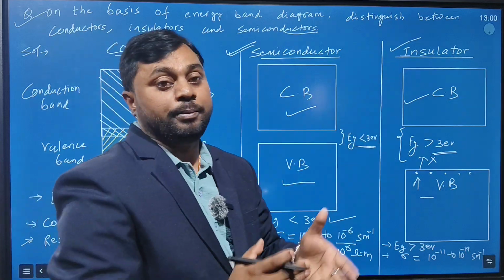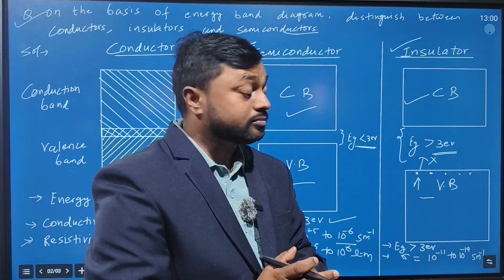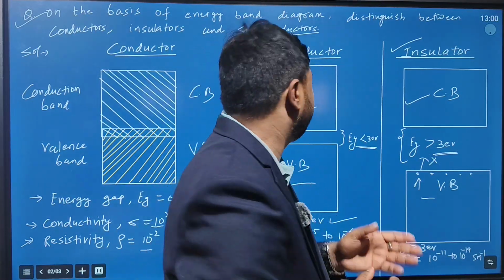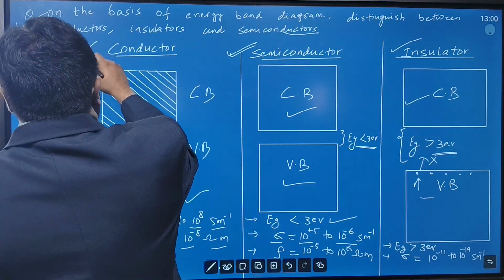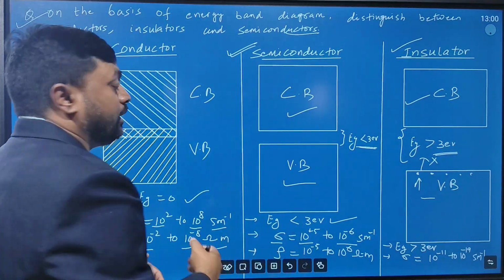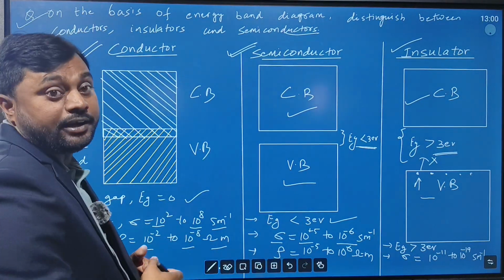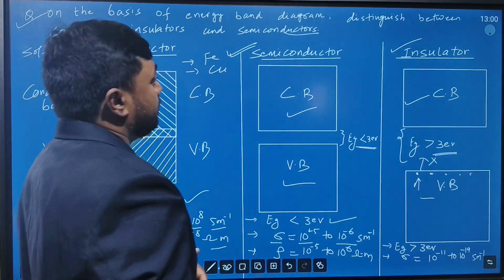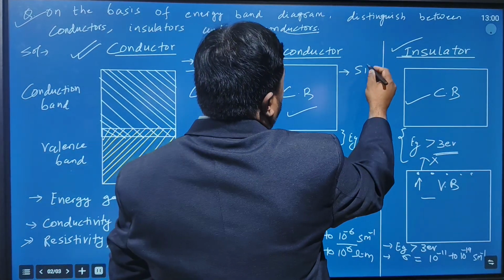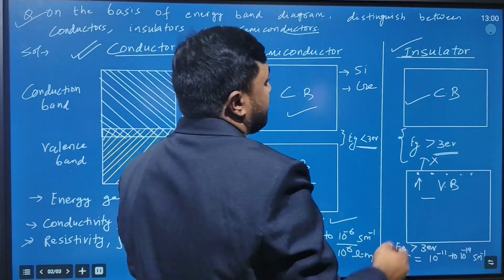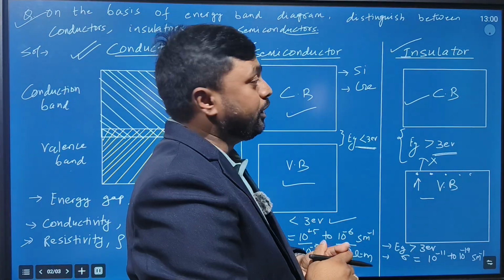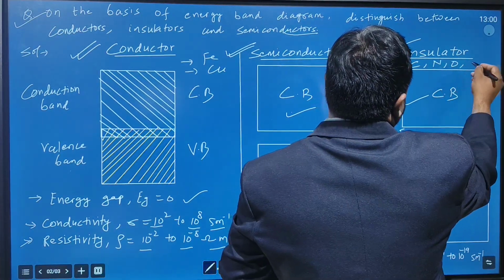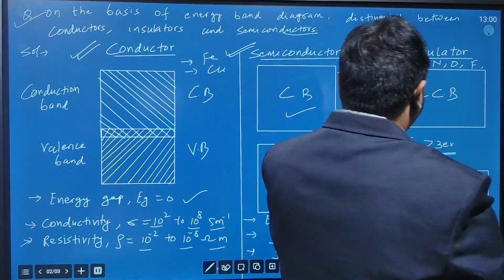For example, non-metals like carbon, nitrogen, oxygen, all the non-metals are examples of insulators. When we talk about examples of conductors, generally all metals: sodium, potassium, calcium, magnesium, iron, copper, silver. Semiconductor examples you should remember: silicon, germanium, group 14 elements of the periodic table. Insulators: most of the non-metals like carbon, nitrogen, oxygen, fluorine. So they are insulators.